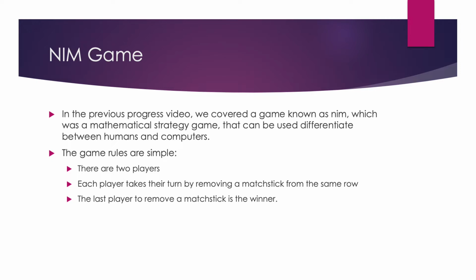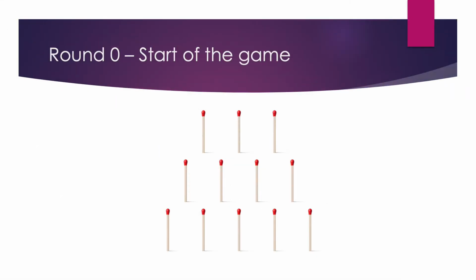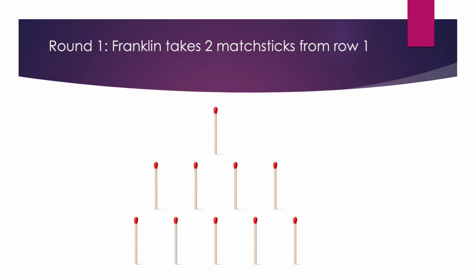Now let us elaborate on this game by playing a round of NIM. Let's assume that we have 2 imaginary players, Franklin and Michael, and let us start the game. So in the start of the game, the matchsticks are arranged as follows. From the rules, it can be seen that only matchsticks from one of these 3 rows can be removed at a time. Let us elaborate further. In the first round, let's say it is Franklin's turn. Franklin decides to take 2 matchsticks from row 1, leaving the status as follows.